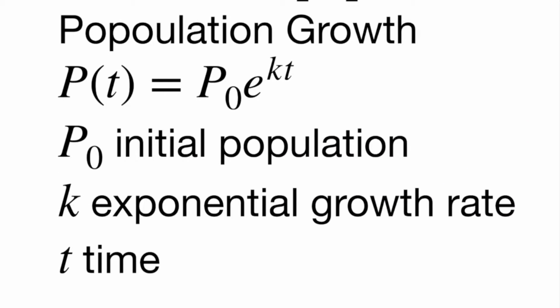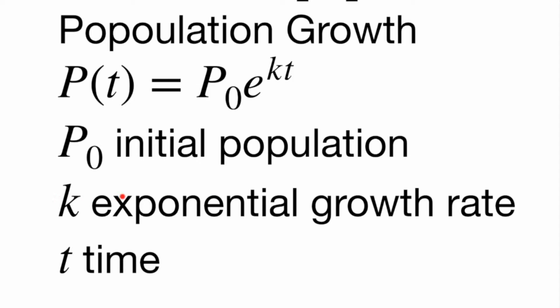It's how you measure population growth. And there's really 3 variables. The population as a function depends on 3 variables. It's your starting population or your initial population, and then this is the number e. That's 2.71828, or whatever it is. And then you've got k, which is the exponential growth rate.